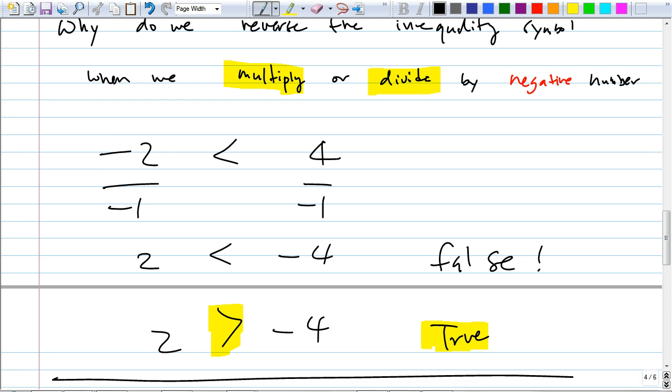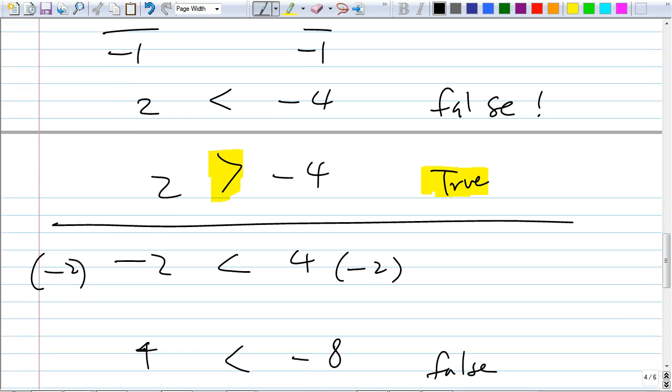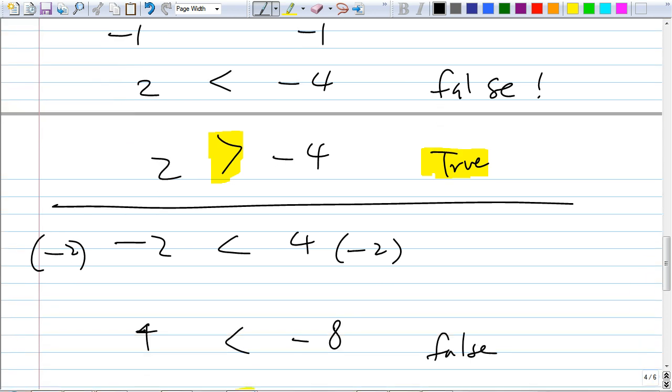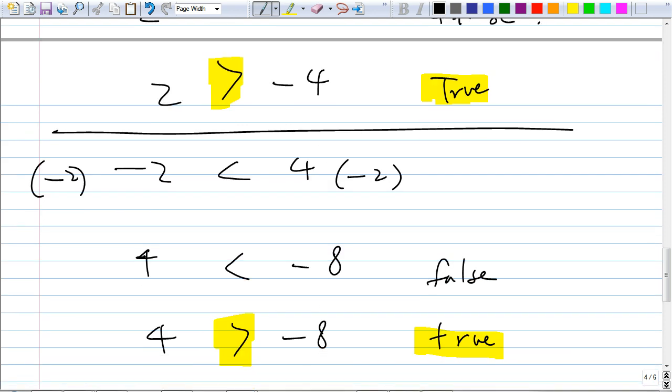So that was division. What if we now multiply? For example, -2 is still less than 4, but if you multiply both sides by -2, what do you get? On the left you get +4, on the right you get -8. So this is false, right? So do you see why you have to reverse? If you don't reverse, what happens? The statement becomes false. So therefore you have to reverse when you multiply or divide by a negative number. Okay, does this make sense?